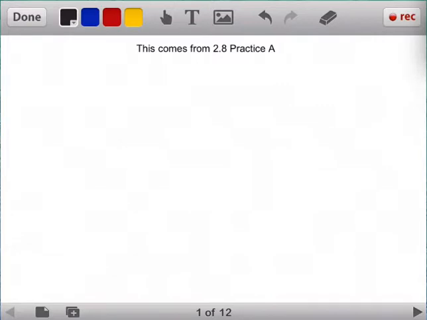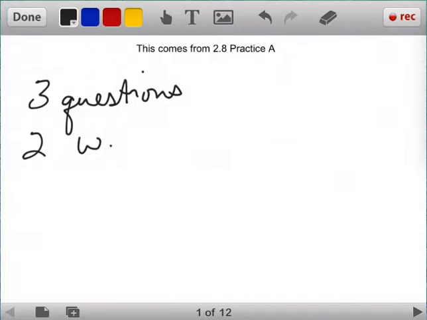So what I want to talk to you about is practice 2.A, practice A. I'm going to go over 3 questions and 2 word problems. And then after these 5 questions, if you're good, you can move on. You can stop going over it. If you want to do some more with practice A from 2.8, I'm going to create a second video with 3 more questions and 2 more word problems for us to go over. So here we go. And as we do this, follow along, check your work against what I do.